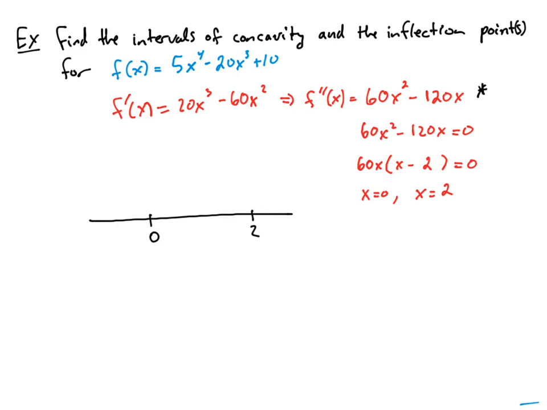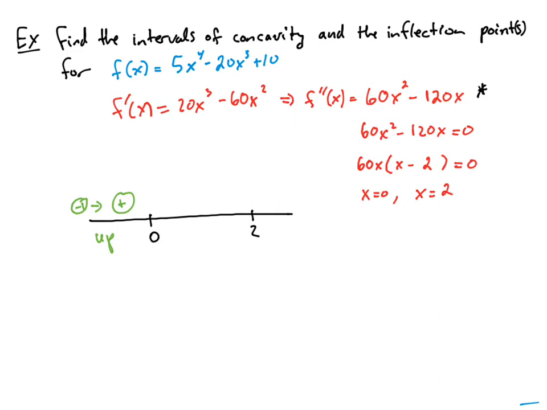So how about if we test negative 1? Testing negative 1, I'm going to get positive 60 minus 120 times negative 1. That's also a positive number, so I get positive. So that tells us this is concave up in this interval.